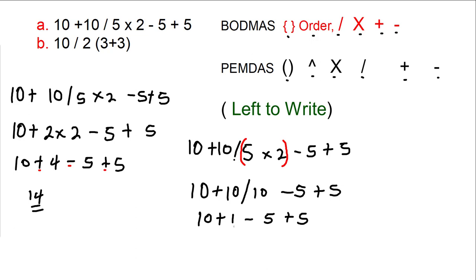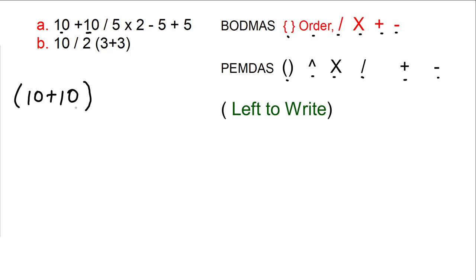We now have operators of the same precedence. We evaluate from left to right. From the left, 10 plus 1 is 11. 5 minus 5 is 0. So the final answer turns out to be 11. You can see we are working with the same question but getting different answers following the order of operation due to the nature of the example.